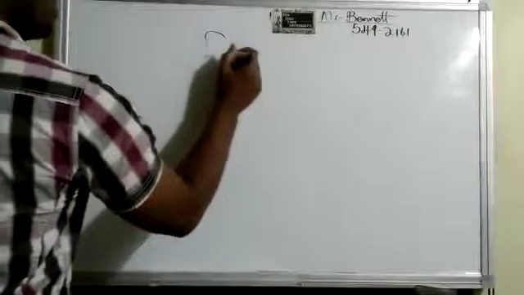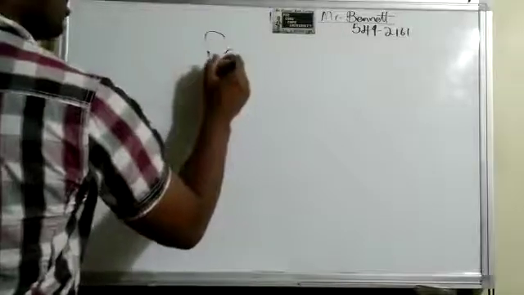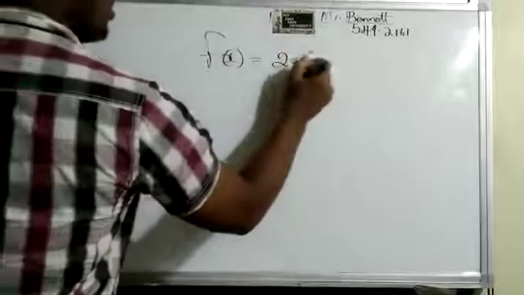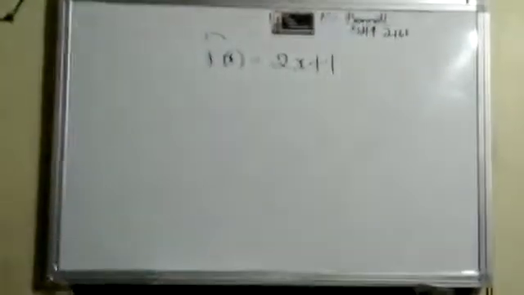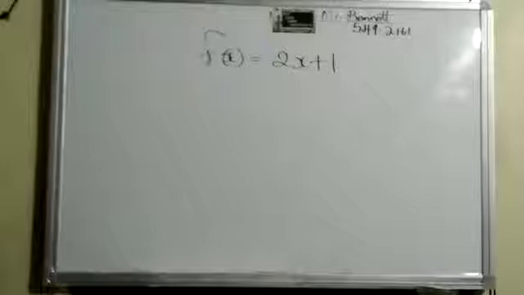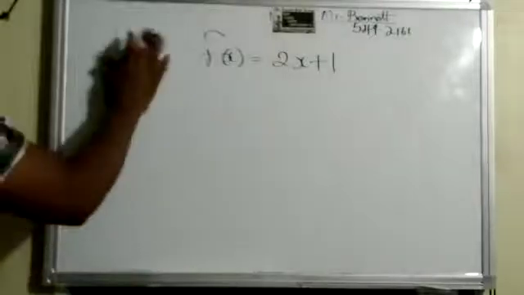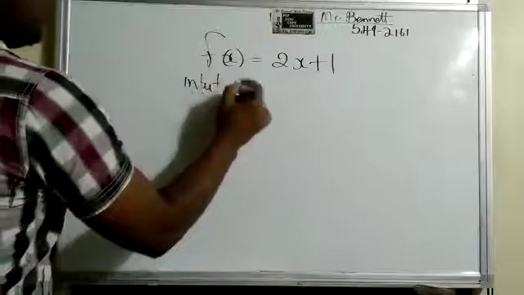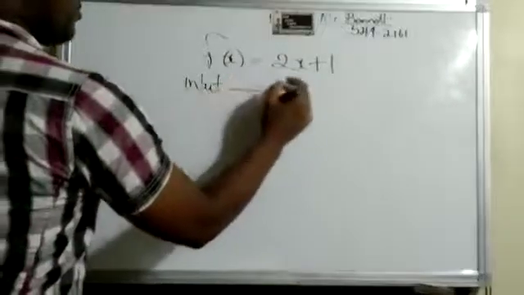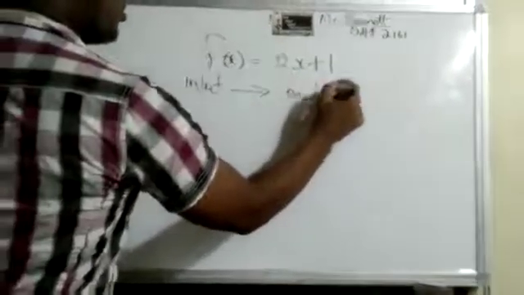Alright, the first thing I want to look at is this type of function. And remember, say f of x is equal to 2x plus 1. And we are going to put a number in the function, and we are going to see what the output will be. So whatever we put in, that will be the input. The input, we do a process, and then we get the output.